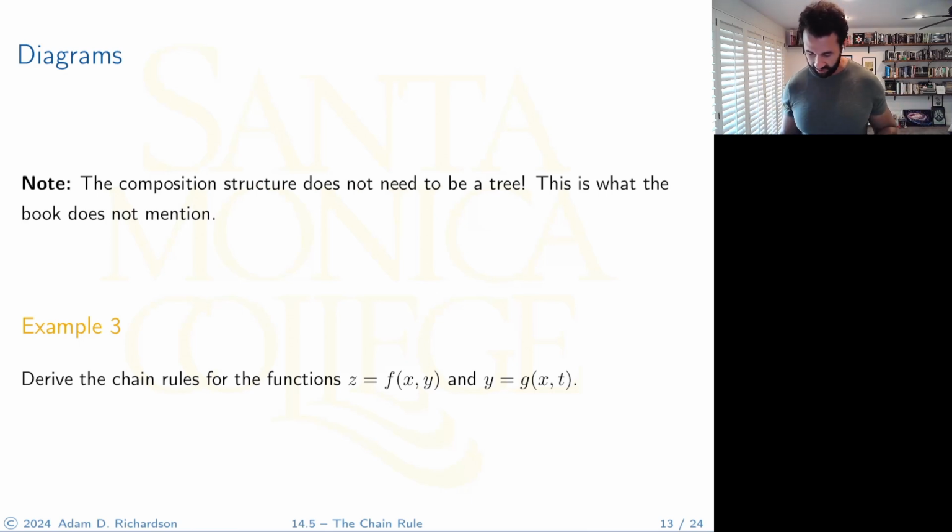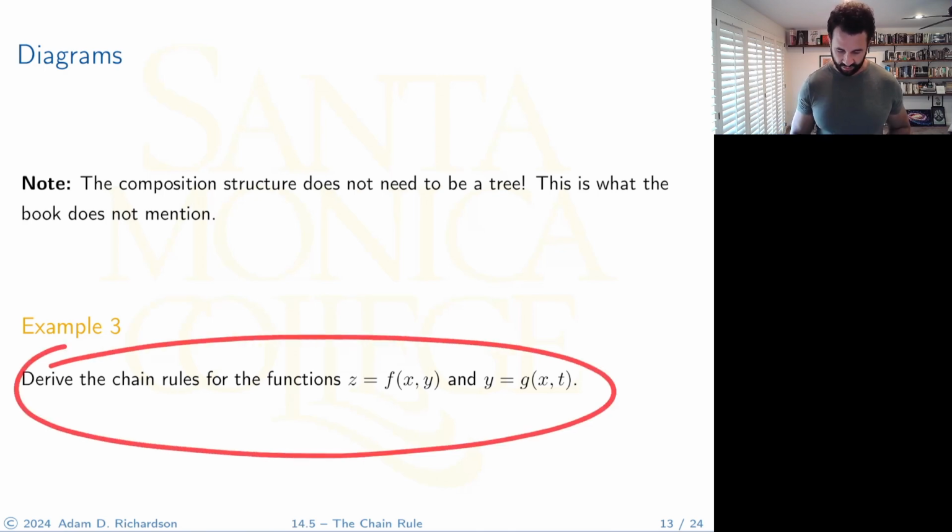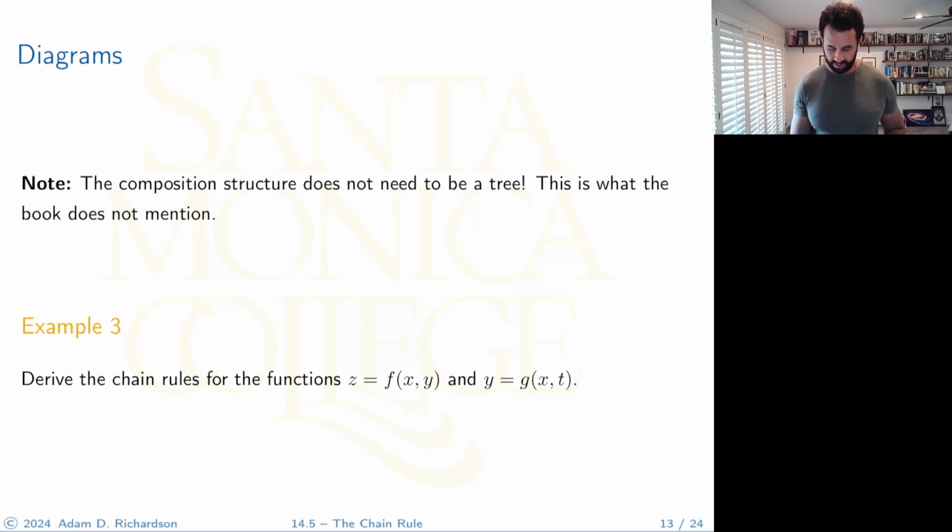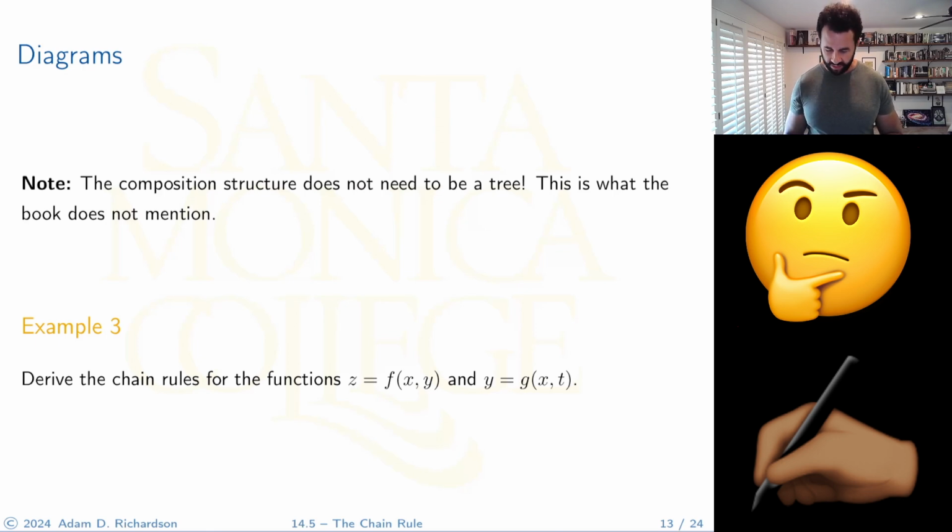So here's what I want you to do. We're going to do this together. We're going to derive the chain rules for this function here, where z is a function of x and y, and y is a function of x and t. So all I want you to do before you try to compute it is create the diagram. Given these dependencies, make a diagram that illustrates these dependencies.